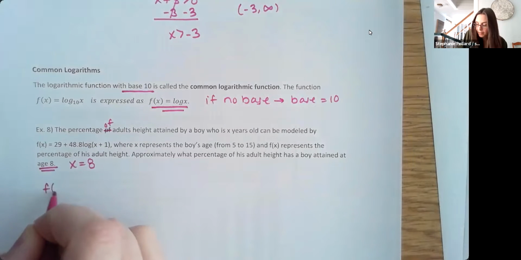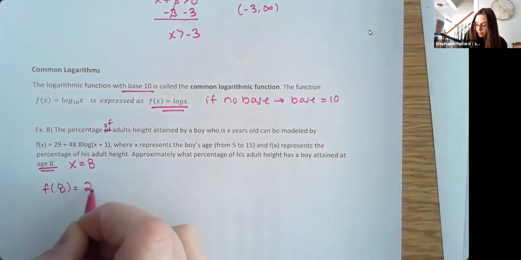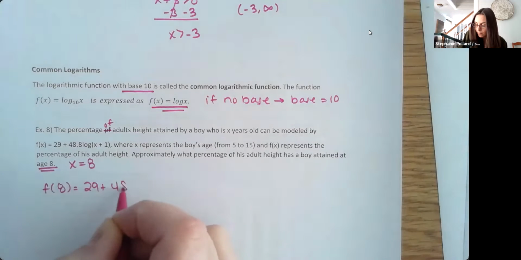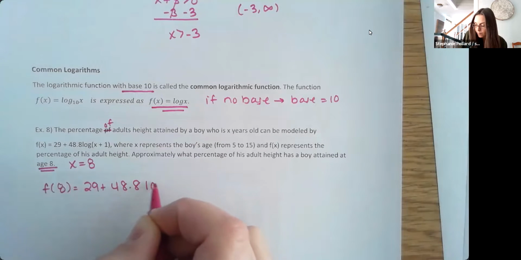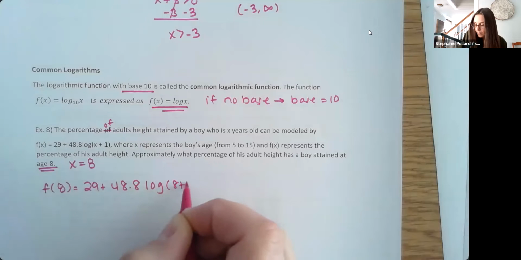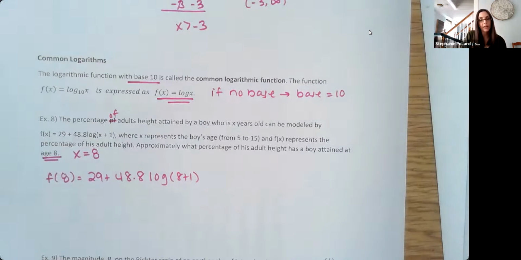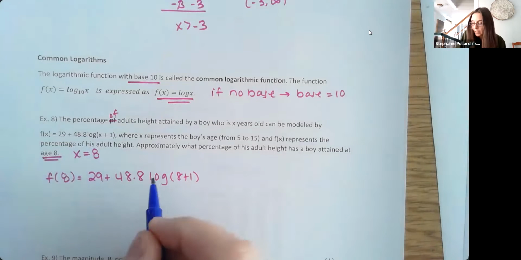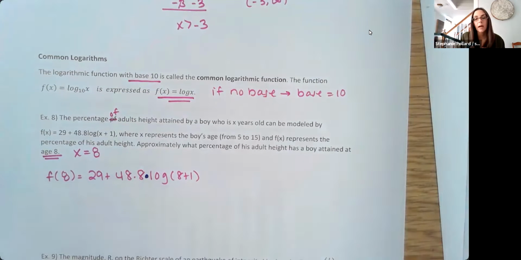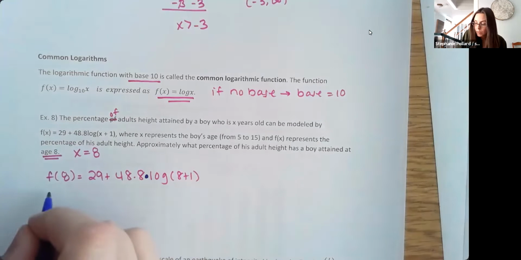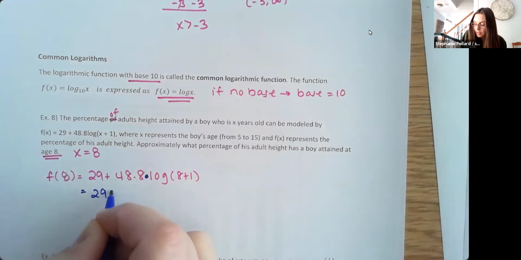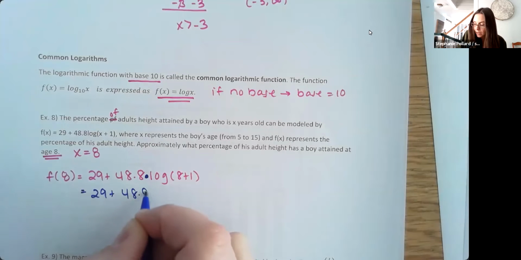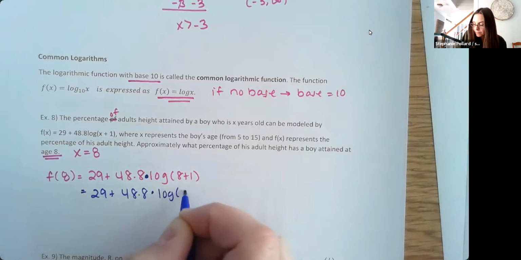So we're going to go ahead and plug this into our function. Okay. And I'm just going to start simplifying here. So one thing I do want to note too is when you have a number next to a log, there is a multiplication symbol there. Again, we often don't write multiplication symbols in when two things are touching, but it is implied that that would be multiplication. So you're looking at 29 plus 48.8 times the log of 9.